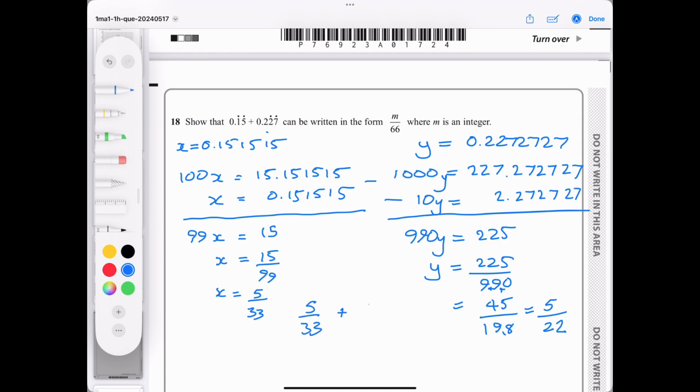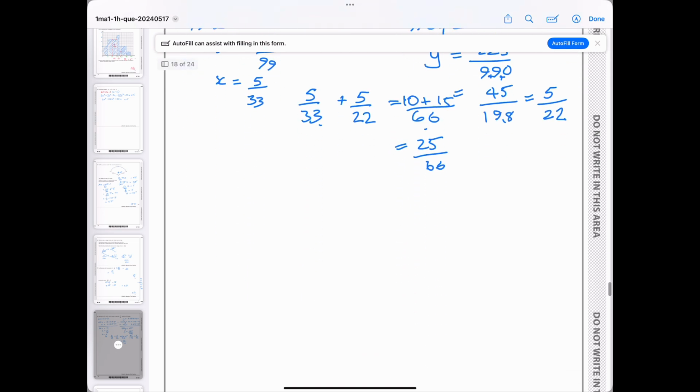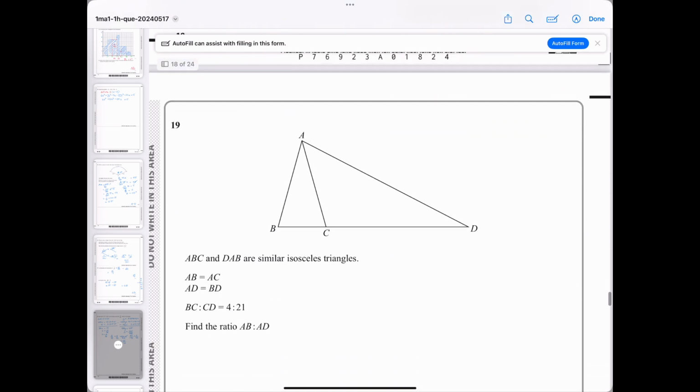5/33 plus 5/22 equals something over 66, but I don't want to look at that yet. So the thing is, they're both 11s, so I'm assuming 66 is the way to go. So 33 goes into 66 twice, so that's 10, plus 3 times 5, because 22 goes in 3 times, that's 15, so that's 25 over 66. And that is how you do that. It's quite fun. So m equals 25. Oh, no, they don't seem to care.